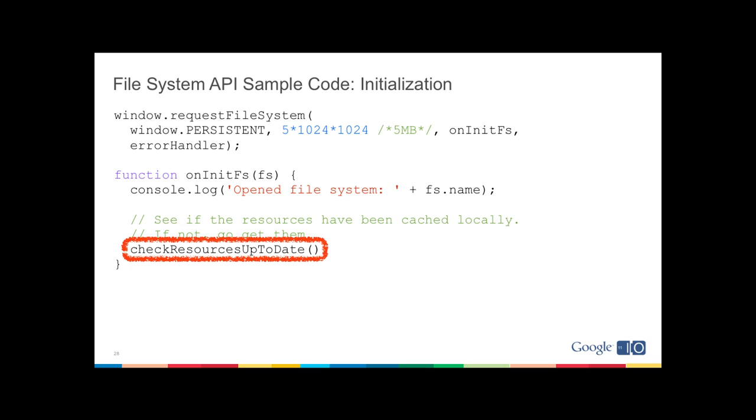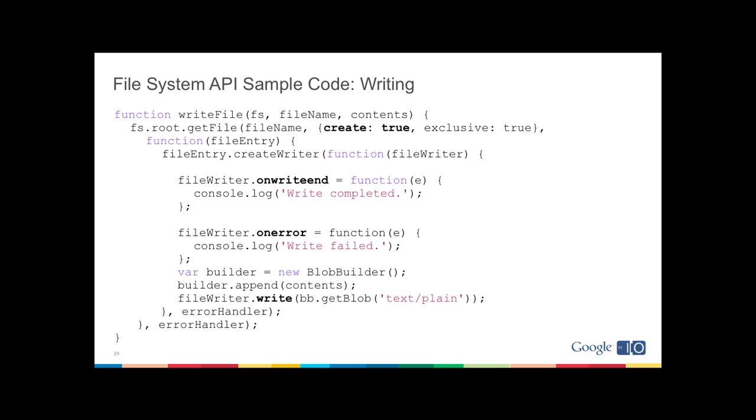And then once that callback is called, you do pretty much whatever you want. A very reasonable thing to do would be to check a hash of local resources against a hash of resources on the server and see whether there was syncing to do and sync accordingly. This is what it looks like to write a new file.